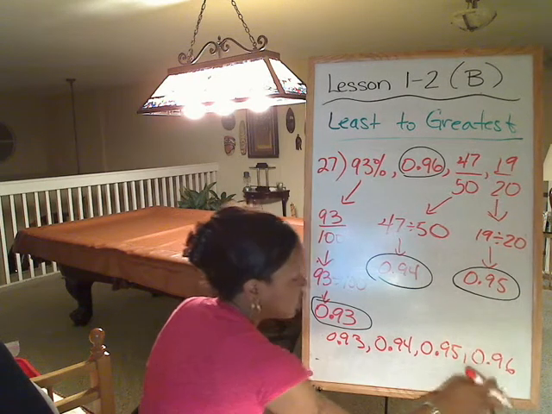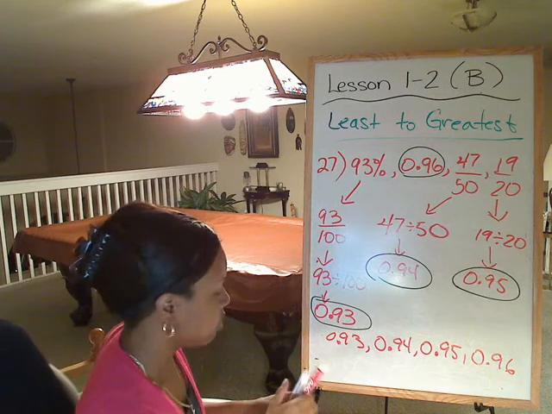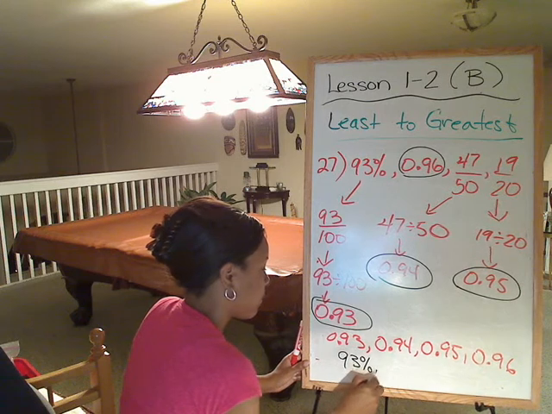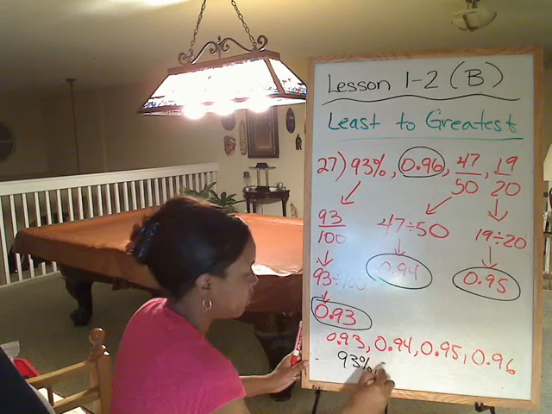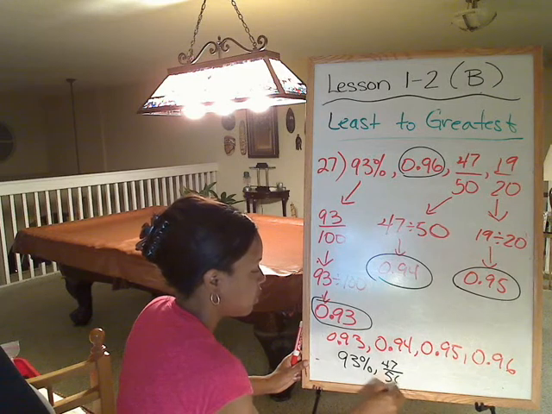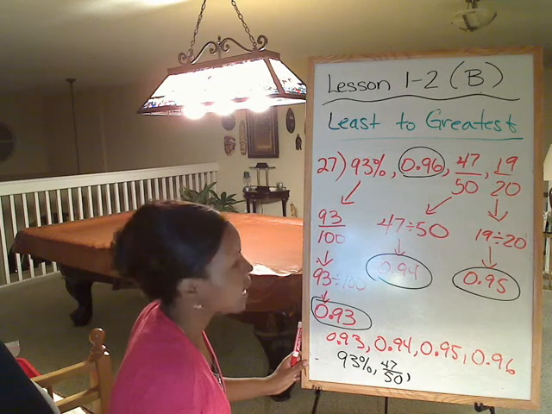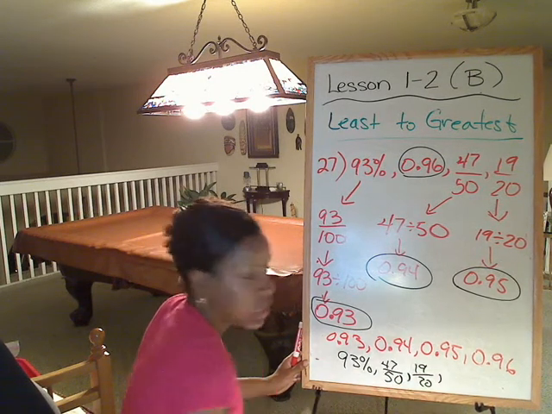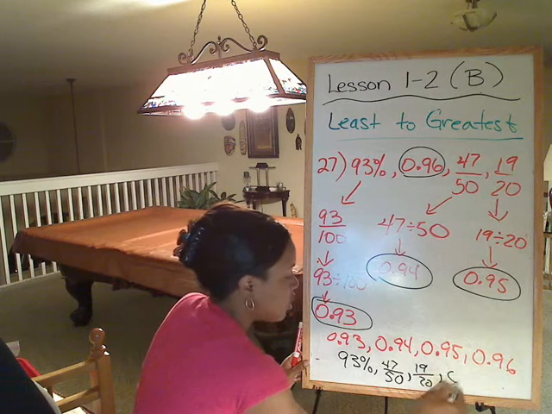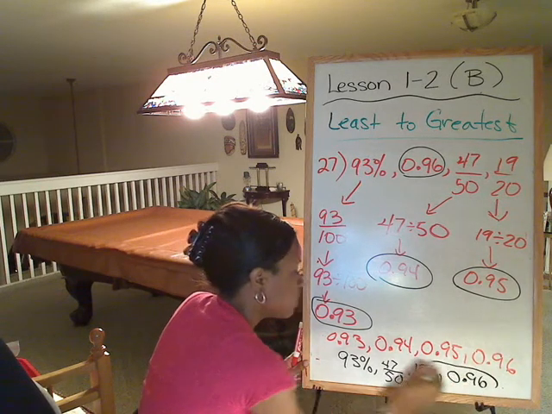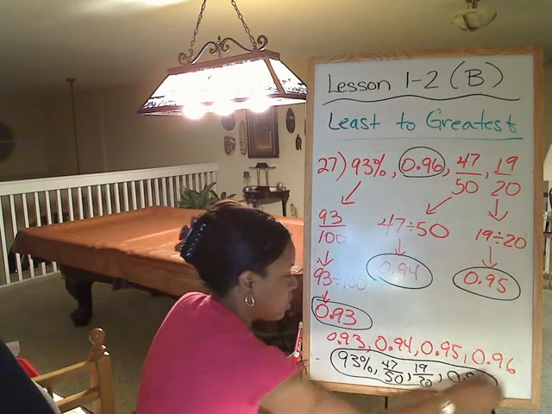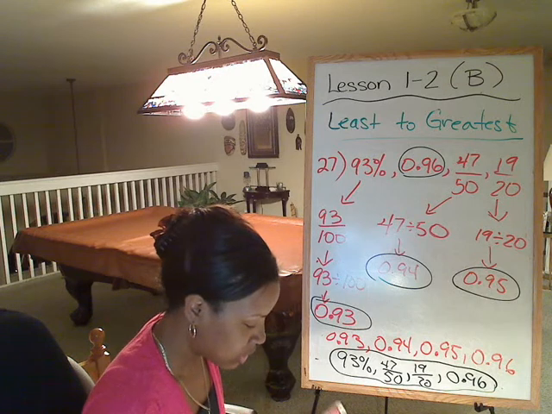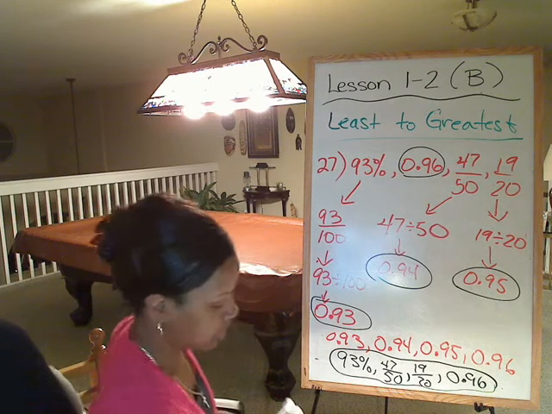And the last step is to change it back to the original form. So 0.93 used to be 93%. 0.94 used to be 47 over 50. 0.95 used to be 19 over 20. And 0.96 was always a decimal. So this would be your final answer. Okay, and you're done.